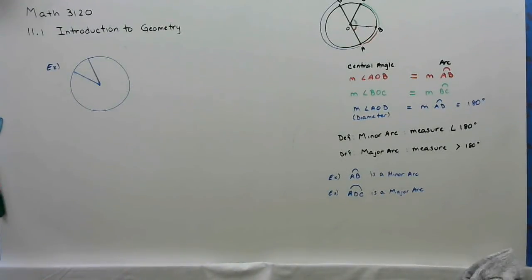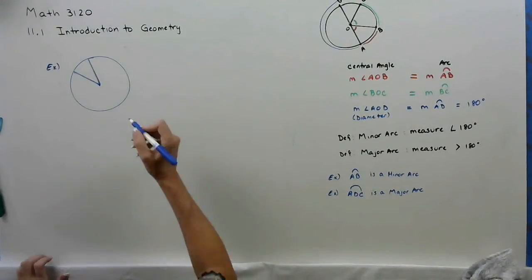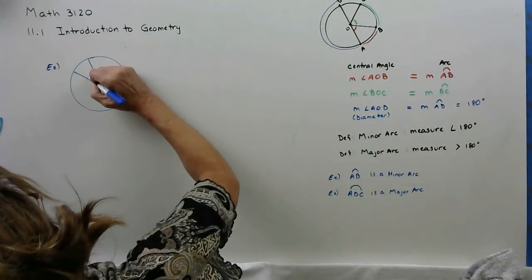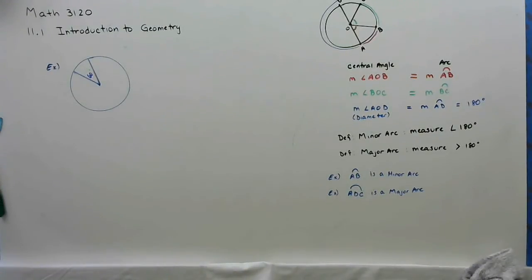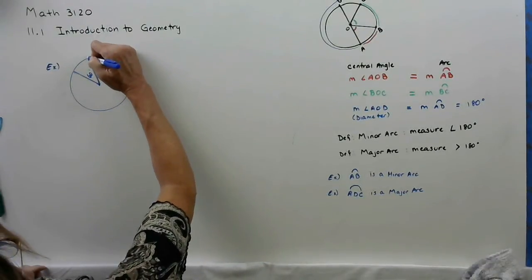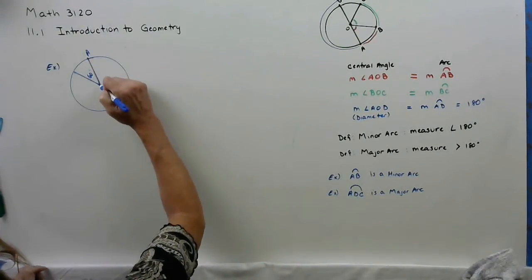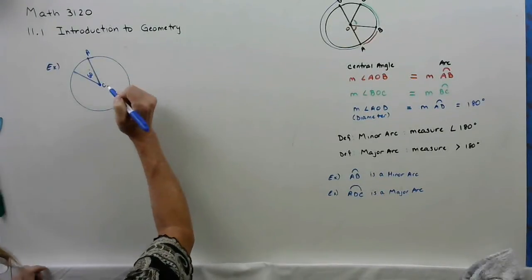And I'm going to tell you that this angle is 60 degrees. And I want to show you a couple of cool things. Because that angle is 60 degrees, I'm going to call this point A. I'll call this center C this time.